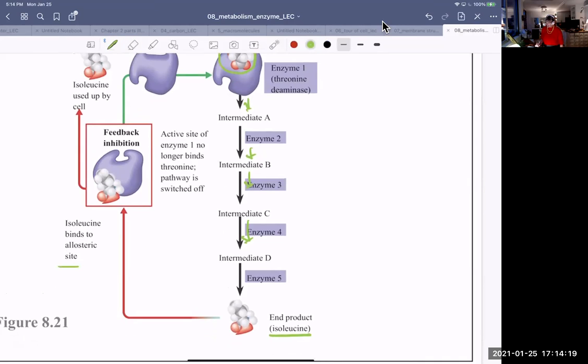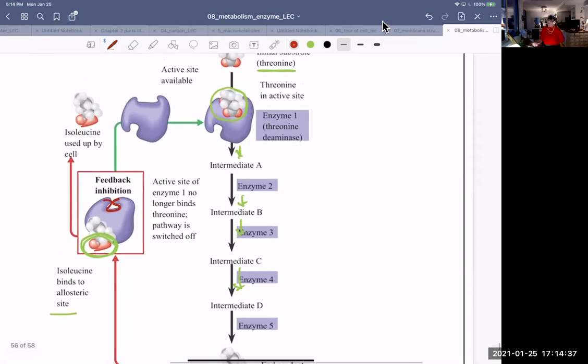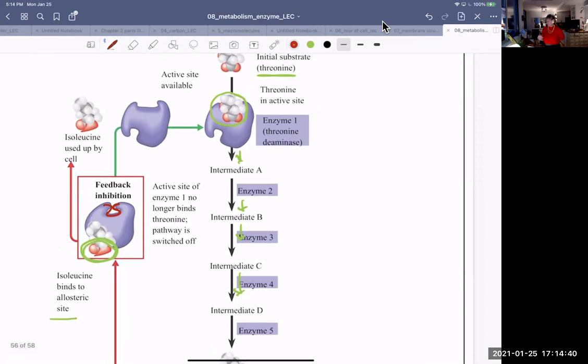The isoleucine will bind to the allosteric site away from the active site, but it changes the shape. Look at this. Changes the shape. And now inhibits the enzyme from making more. Then when the isoleucine is used up by the cell, they become available to make more isoleucine.